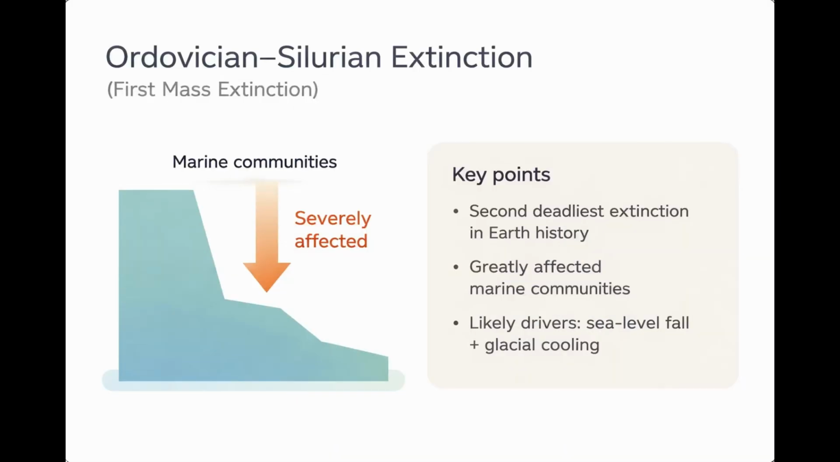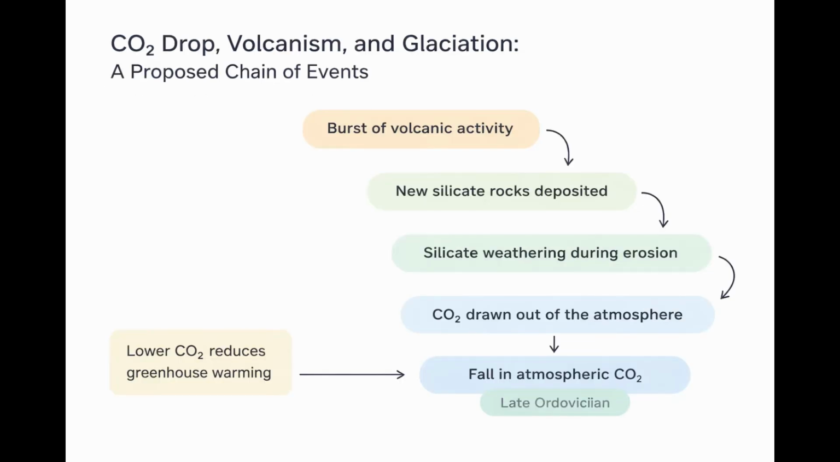The Ordovician-Silurian extinction is labeled here as the first mass extinction, and it's described as the second deadliest in Earth's history. The strongest impacts were on marine communities. The likely driving agents given are the lowering of sea level and glacially driven cooling. So the mechanism is tightly tied to climate and ocean habitat loss, especially the collapse of shallow coastal environments where many species lived. A more detailed explanation is also provided for why cooling may have intensified.